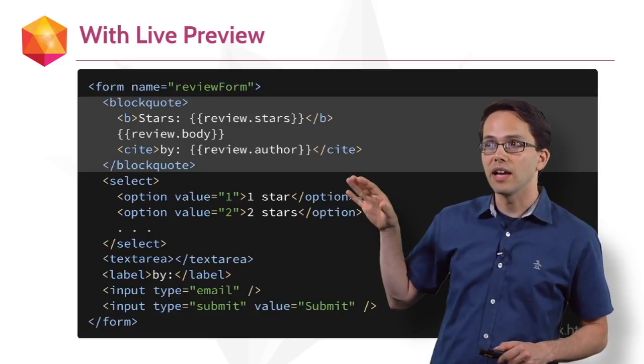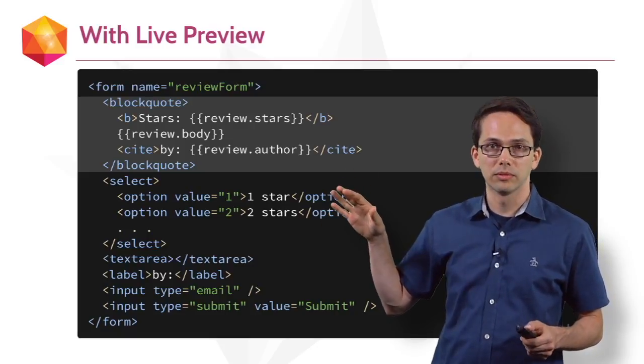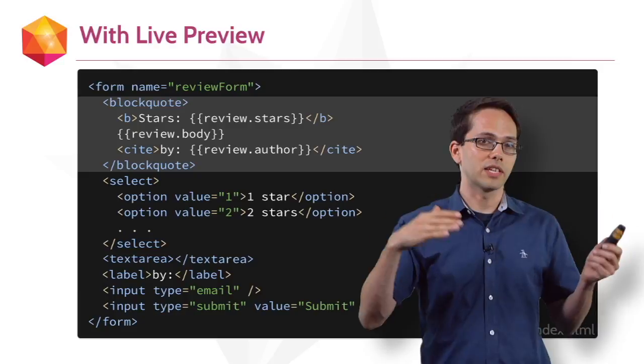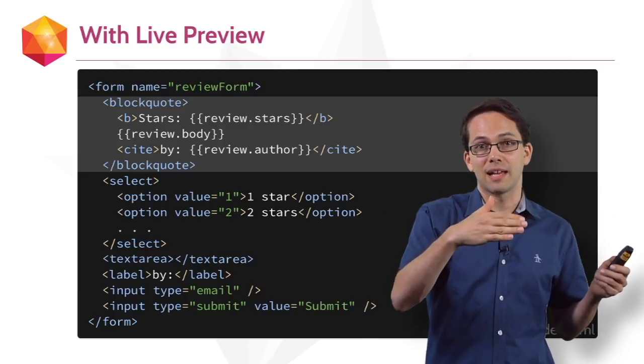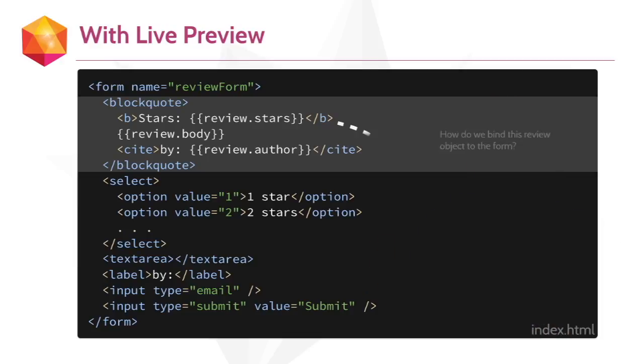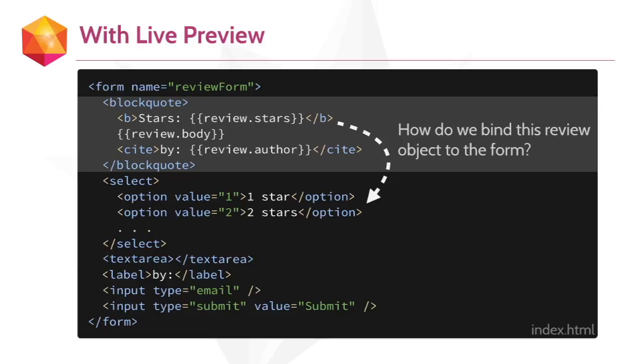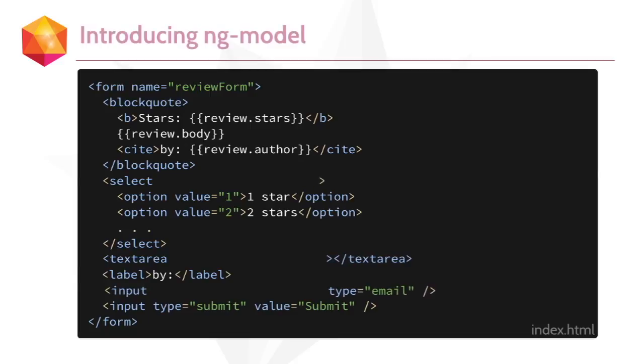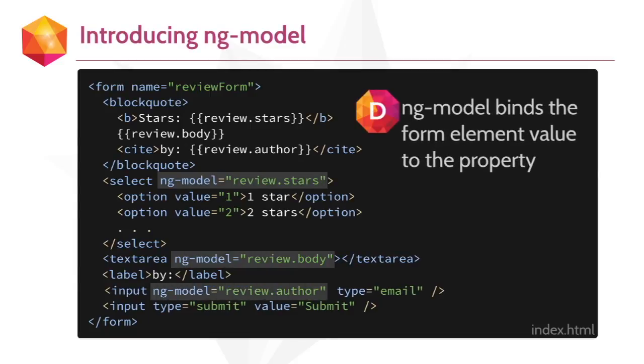Now, we haven't defined this review variable yet. Just like in the previous level, we didn't really define the tab variable. We could just start using it. But now we need a way to bind each of these to the proper form element. We do this using the ng-model directive. So we can see ng-model="review.stars", which will bind this form element to the review.stars value in our page.